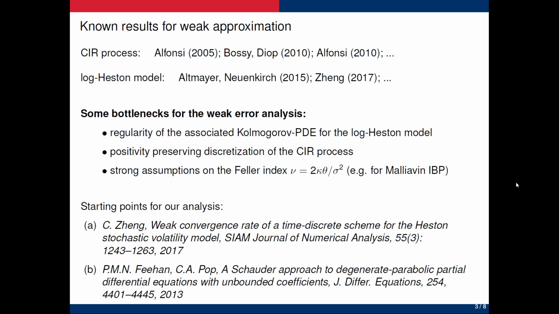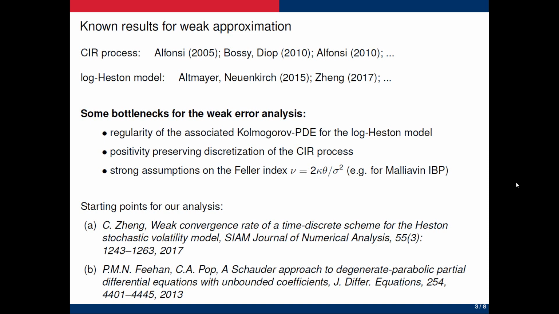There are some results for the weak convergence rates, especially for the Cox-Ingersoll-Ross process, for example from Alfonsi and Bossy and Diop. There are not that many results for the full Heston model. For example, we have an article of Altmayer and Neuenkirch from 2015 or an article from Zhang from 2017.